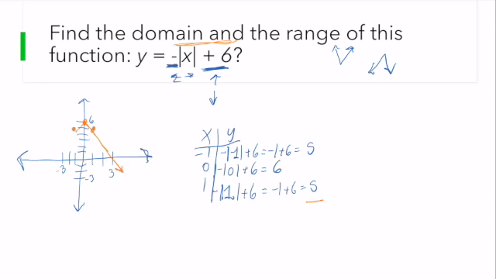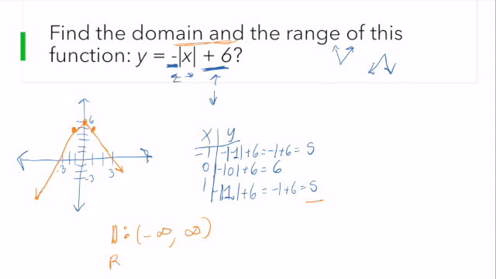And I want to know what my domain and range are. Now note, you didn't have to sketch this as precisely as I did. You could just make a rough little sketch. But let's look at what my domain and my range are. So what's my domain? My domain is all possible x values. So in this case, my domain goes from negative infinity to positive infinity.